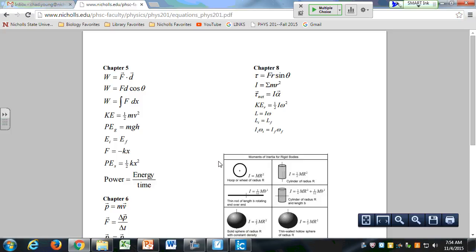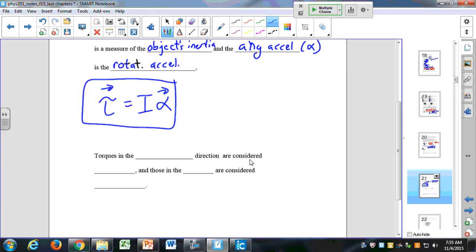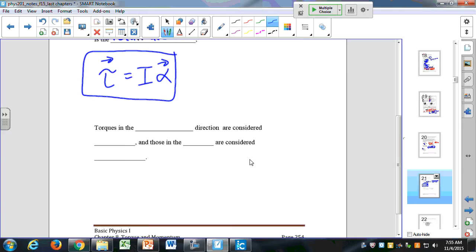Yeah, so if you look here on your equation sheet, your net torque, that means the sum of all of your torques, is equal to the mass times acceleration. And we'll see some similar problems related to that are similar to ones that we did in chapter 4. Also, don't forget that torques in the counterclockwise direction are considered to be positive, and those in the clockwise direction are considered to be negative.